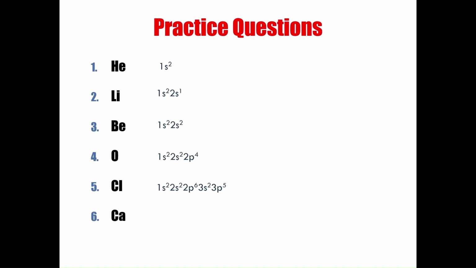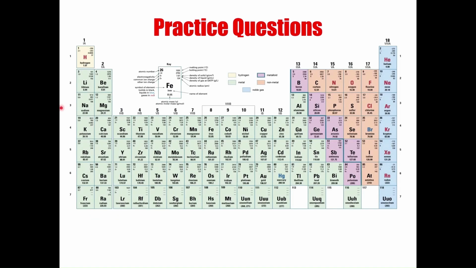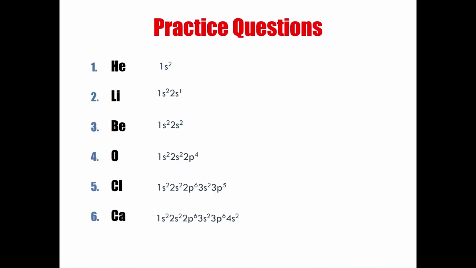And finally, we'll move on to calcium. So calcium is in the s block, but for the 4th energy level. So in fact, if you think about it, it'll be the exact same thing as chlorine, but instead of 5 electrons in the 3p orbitals, it'll be 6. And we just place 2 more electrons in the s orbitals for the 4th energy level. And so it will look like this: 1s2, 2s2, 2p6, 3s2, 3p6, 4s2.